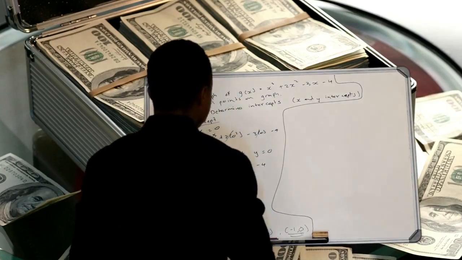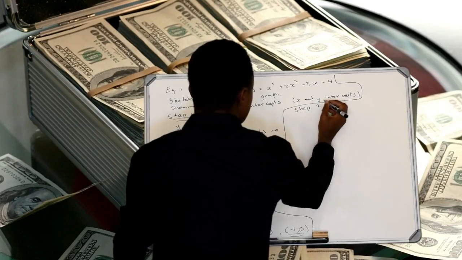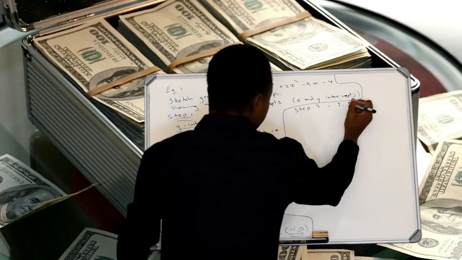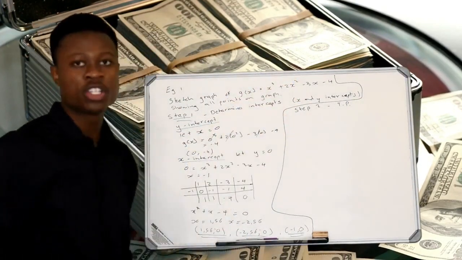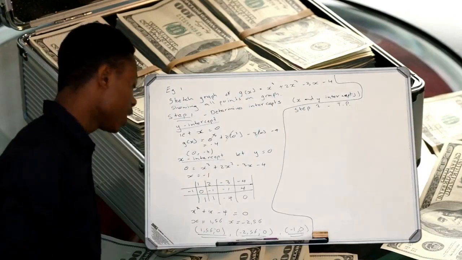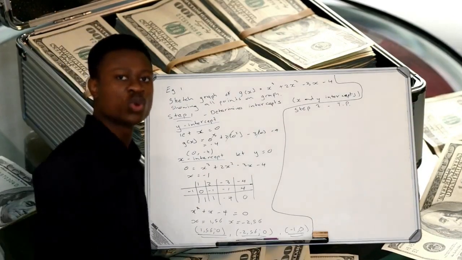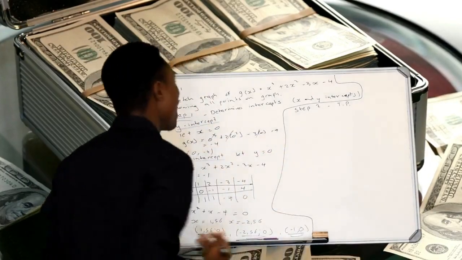Let me do it right here. So this will be step 2: determine turning points, however you want to write it longhand. Turning points or stationary points. So what's the first step that I need to do in determining turning points? I first need to find out what g prime is.